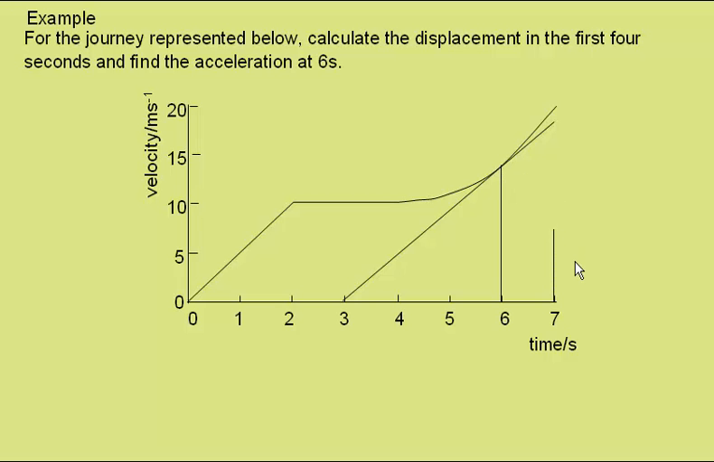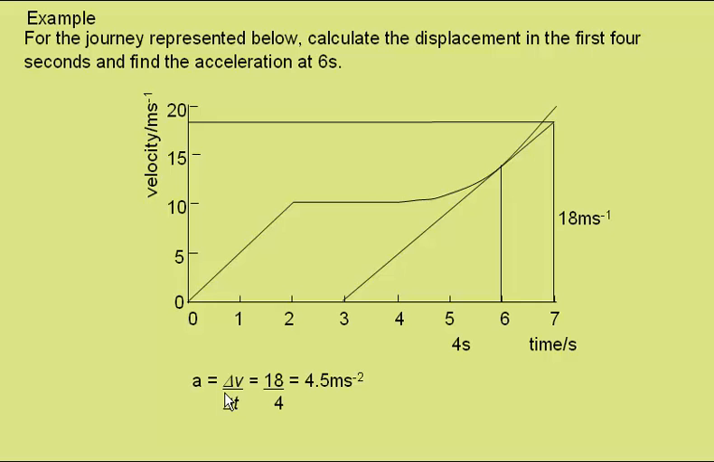If I now draw a line for reference up here and across to the y-axis, I find that this line here has a length of 18 meters per second, and this line here, the base of my gradient triangle, has a length of 4 seconds. Now acceleration is delta v over delta t, which in this case is 18 meters per second over 4 seconds, which gives an acceleration of 4.5 meters per second squared.